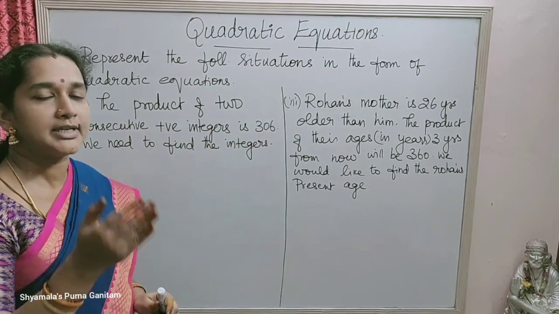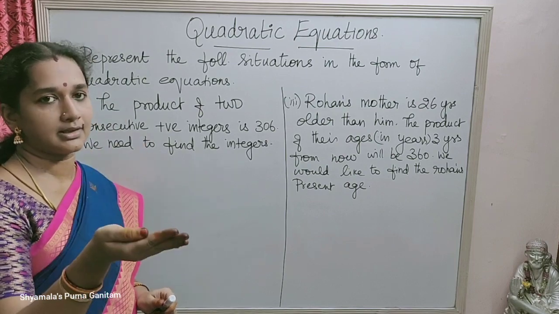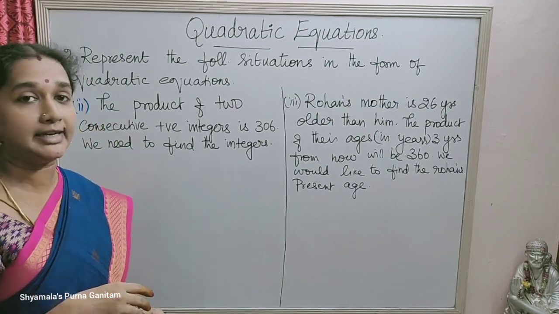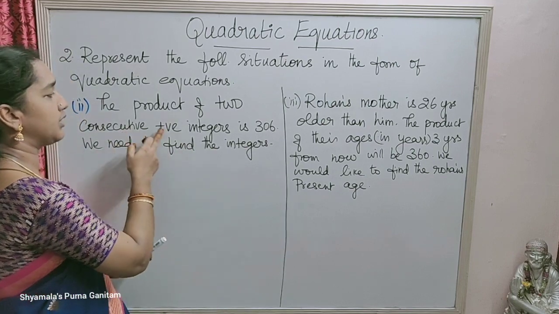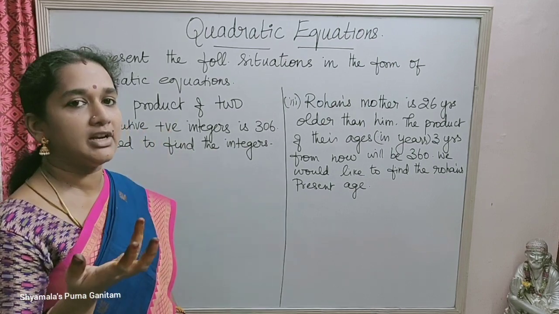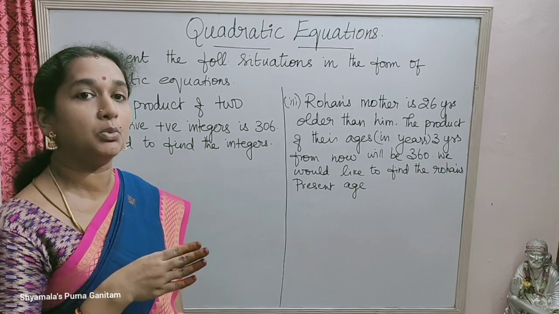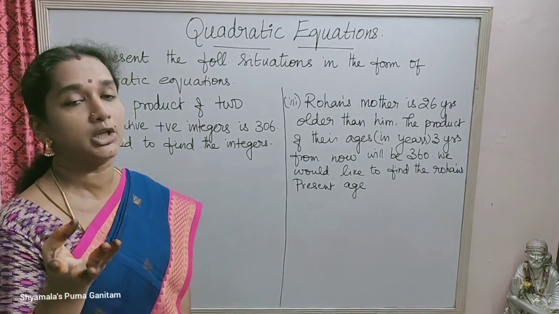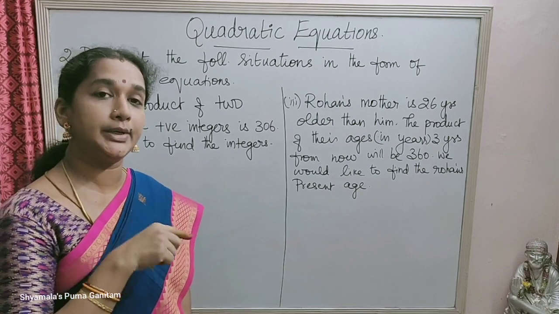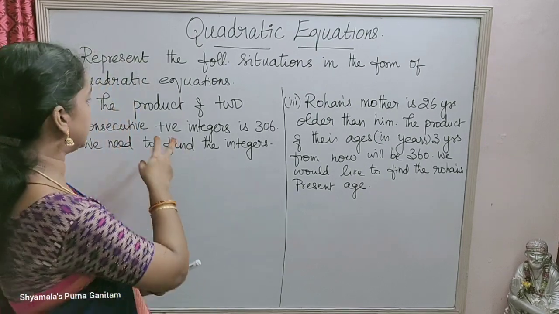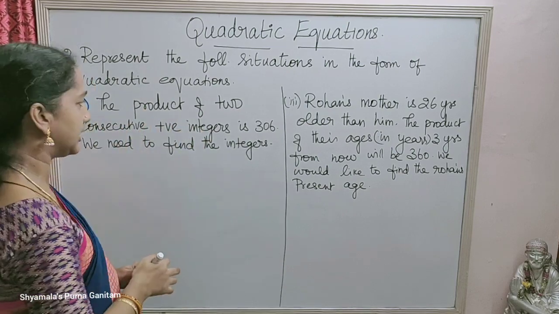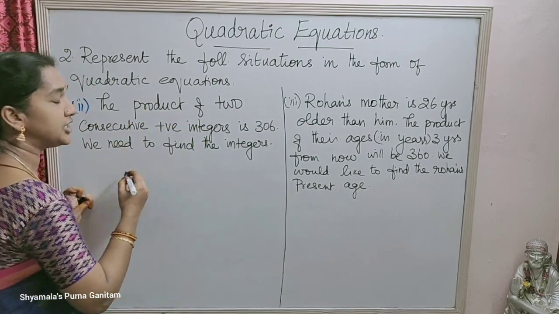So consecutive means next: 35, 36, 41, 42, 80, 81. These are called consecutive integers. Okay. So here it is given. If it is odd integers or even integers, that depends. 31, 33 is the next consecutive odd integer. Even will be 20, 22. Like that you will get. Here it is given positive integers, consecutive positive integers only.